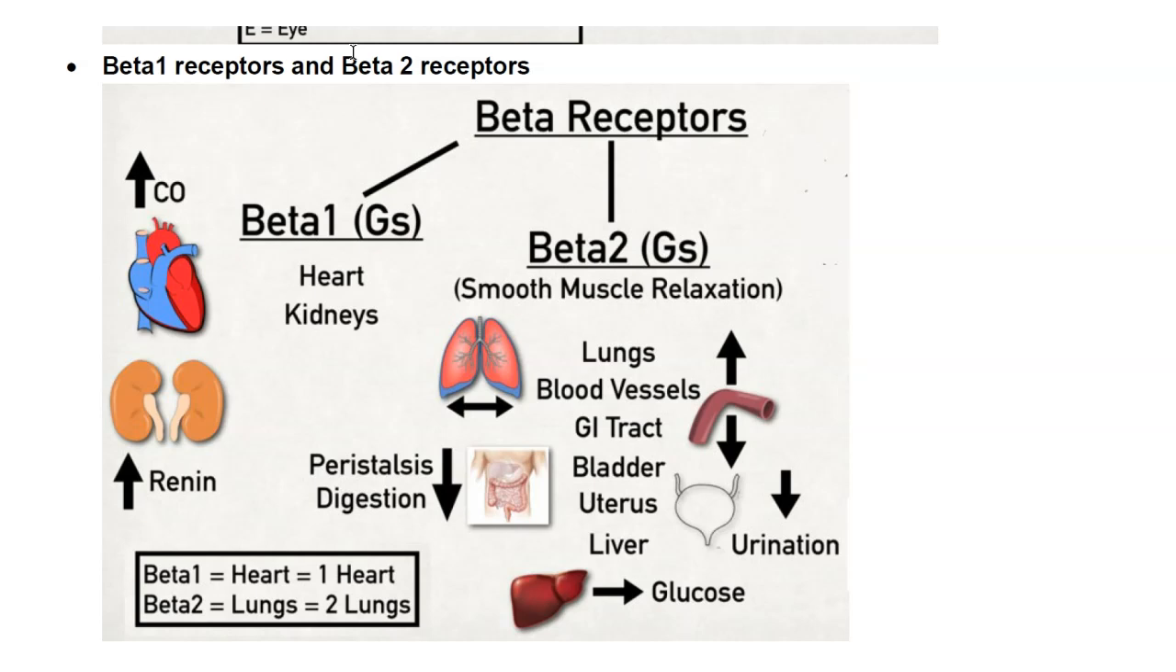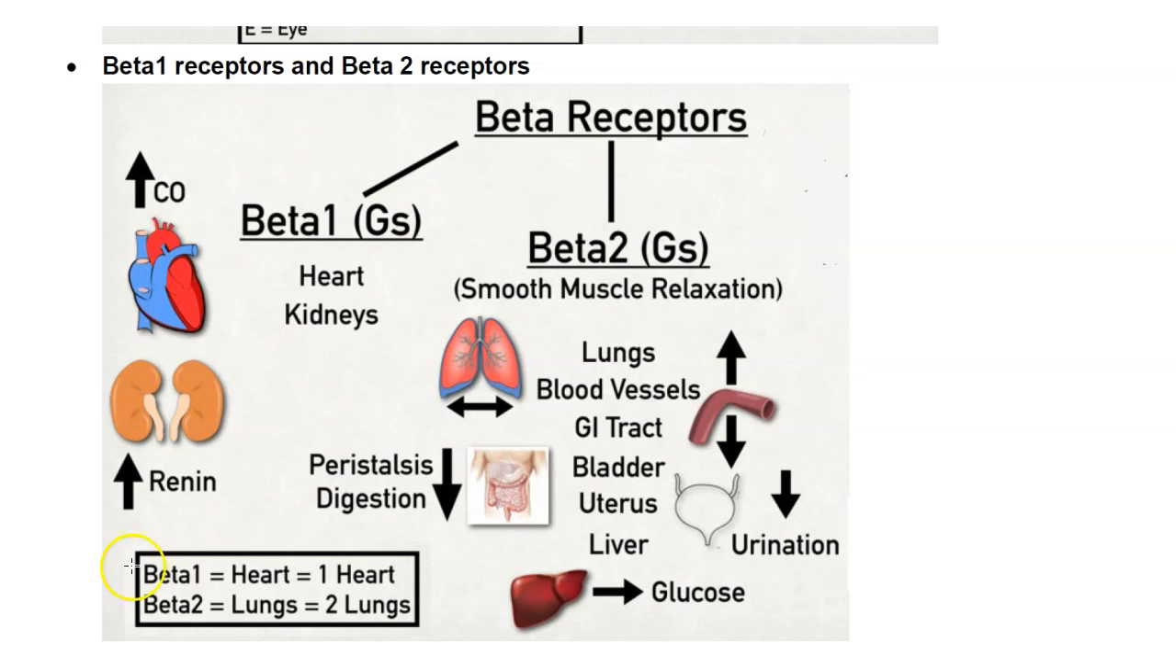There are some medications that will affect beta 1, beta 2, or a combination of both. Beta 1 mainly affects the heart and the kidneys, and beta 2 can affect so many other organs, basically because of smooth muscle relaxation. So it can affect the lungs, blood vessels, GI tract, bladder, uterus, liver, and it does affect glucose as well. So you can see that certain medications can cause an increase in blood glucose levels.